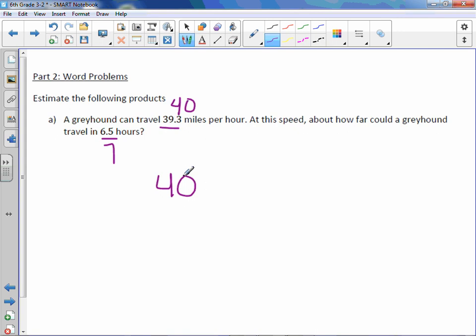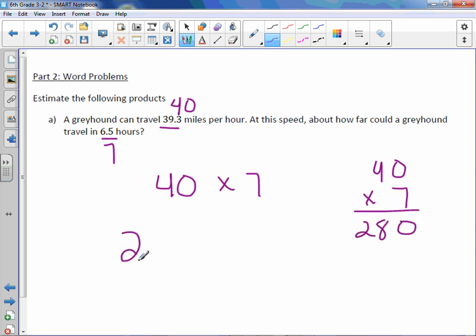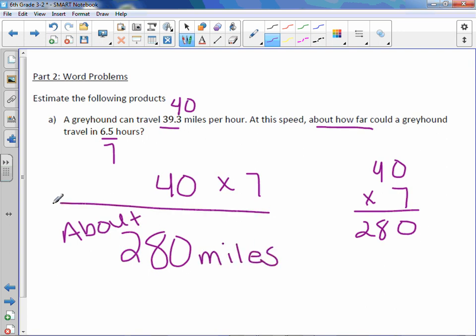Well, we want to know not for 1 hour, but 7 hours. So I'm going to multiply that by 7. 40 times 7. So 280. The question is about how far. So I would say about 280, and our unit is miles.